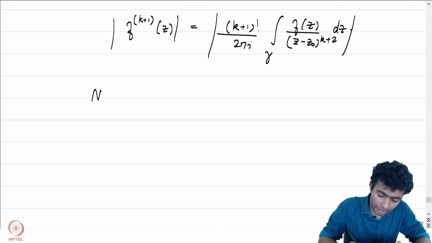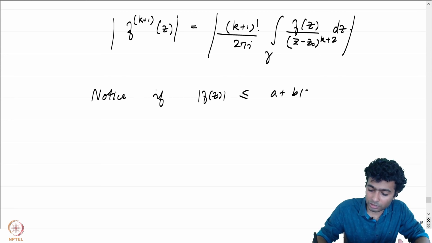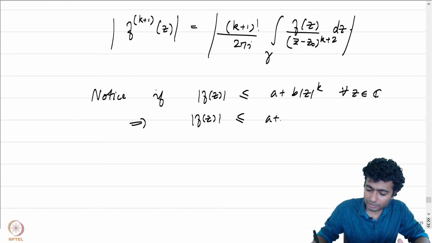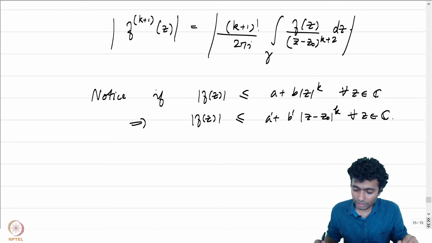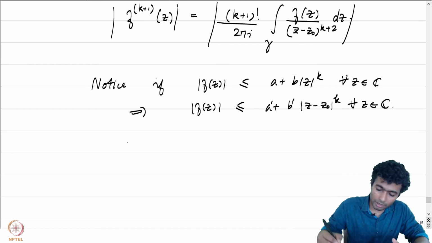Notice that if mod f of z is less than or equal to a plus b times mod z to the power k for all z in C, this would imply that mod f of z is less than or equal to a prime plus b prime times mod of z minus z0 to the power k for all z in C. This is something which can be easily concluded using the triangle inequality. I'll leave it to you to get hold of this inequality, and once we have this inequality, what will happen to the right hand side here?